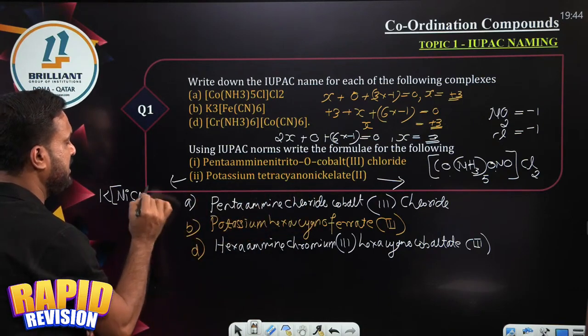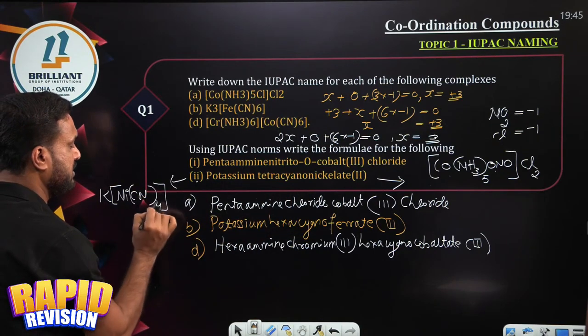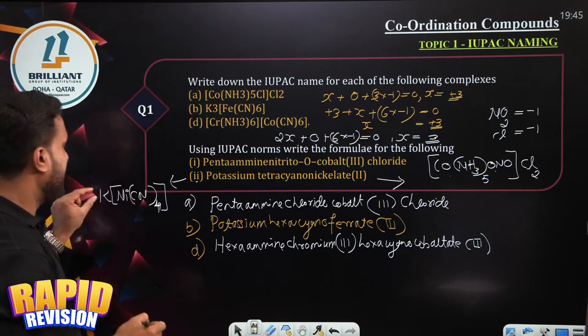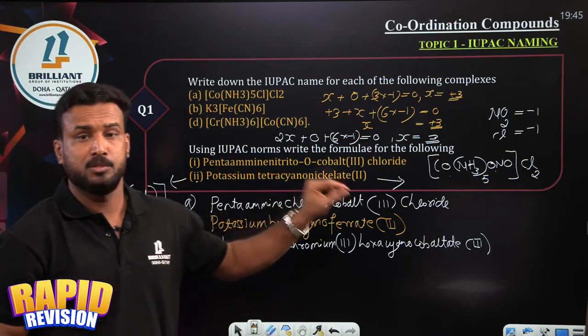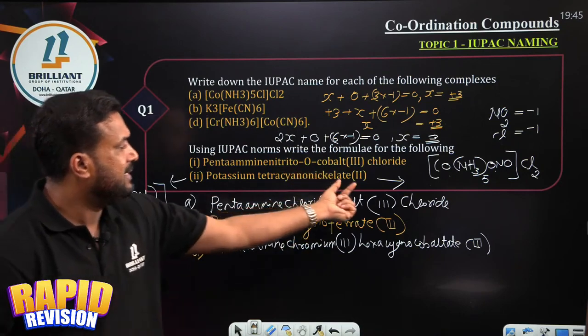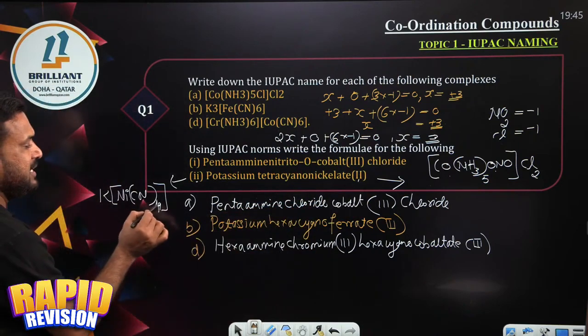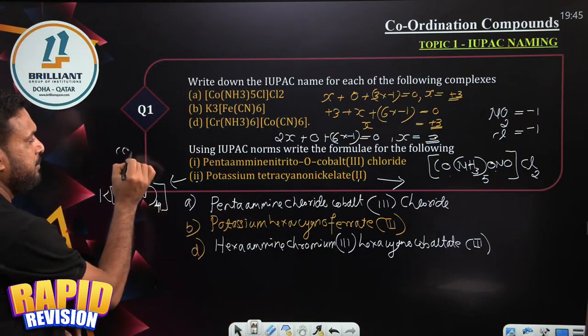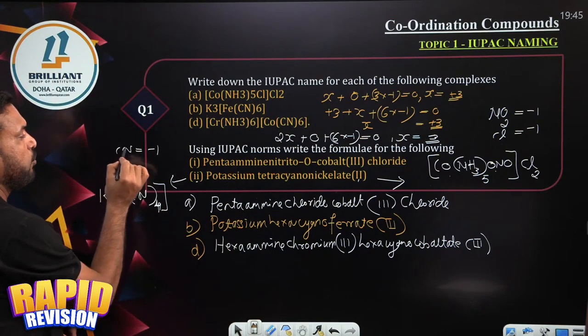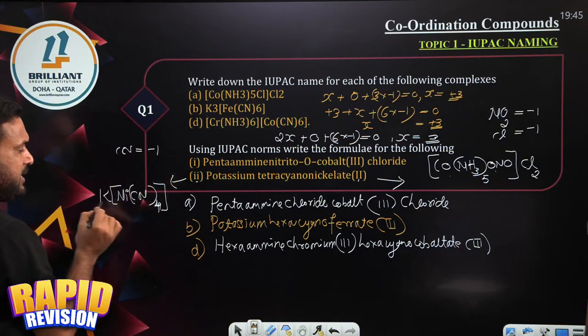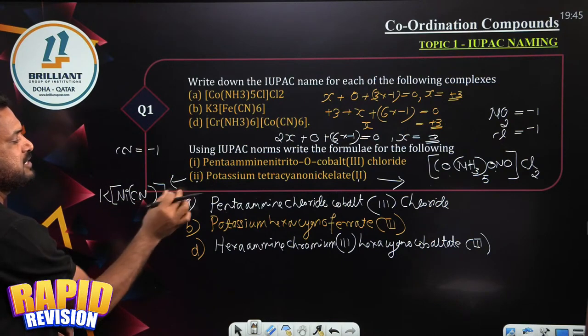Tetracyano means CN four times in the coordination sphere. But the number of potassium atoms you need to adjust. How? Here the nickelate oxidation state is 2. Nickelate oxidation state is 2 means CN is 4 over here. One CN is -1, so 4 CN means -4. -4 and 2 should be there, then only X will get as +2.